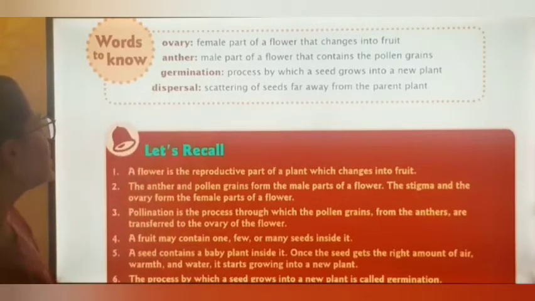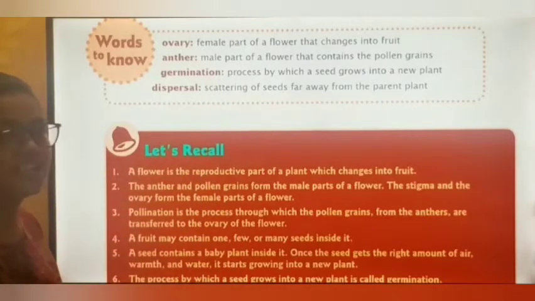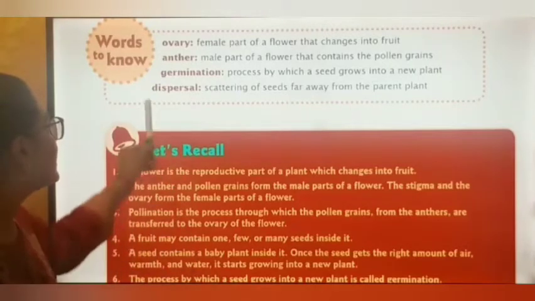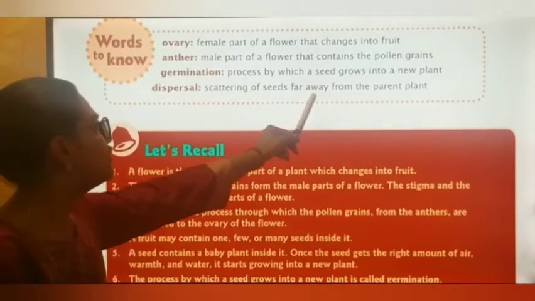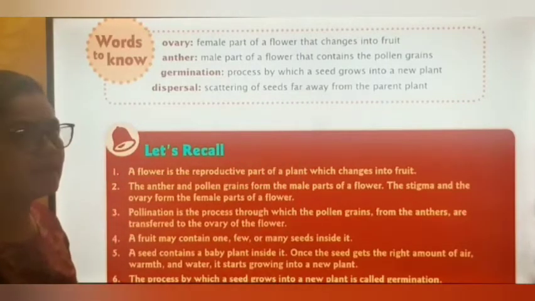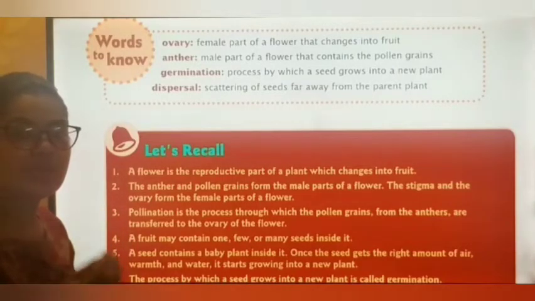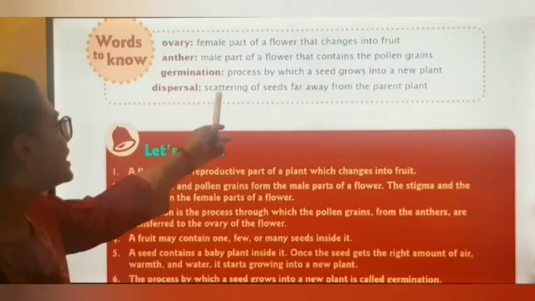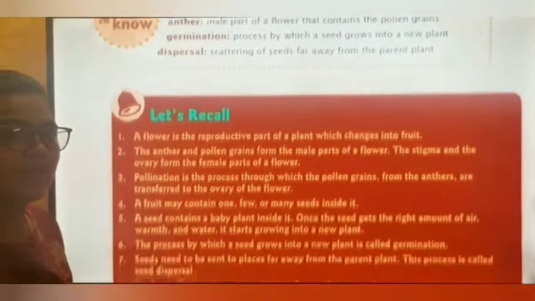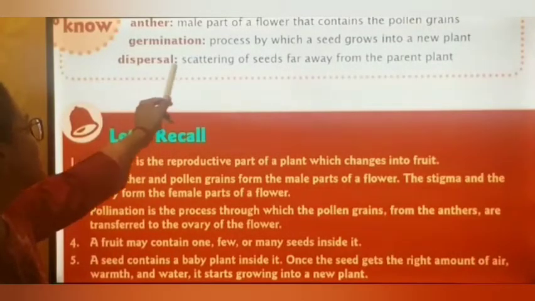Now the third word is germination. Germination is the process by which a seed grows into a new plant. Then dispersal: scattering of seeds far away from the parent plant. It means the seeds will move away from the parent plant. Scattering means they will move away from the parent plant. So that word is known as dispersal.